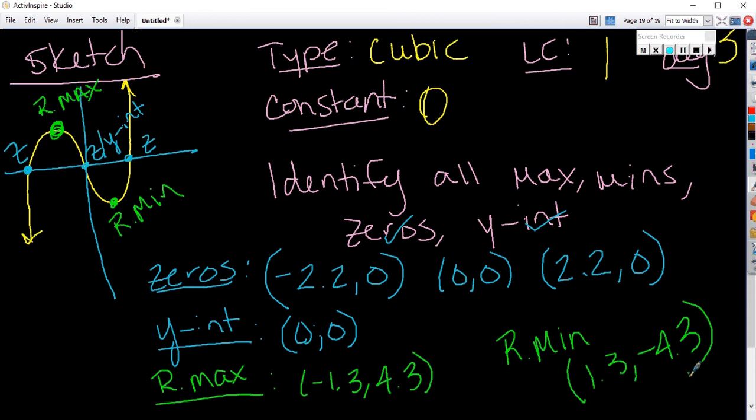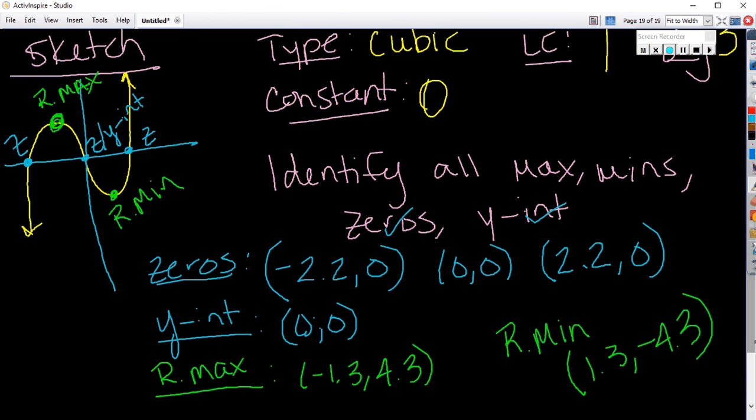Absolute. There, it doesn't have one. If it goes up forever and down forever, it doesn't have any absolutes. But if both arrows were going up, if it did all this stuff in the middle, it would have an absolute min, but not an absolute max because it's going up.